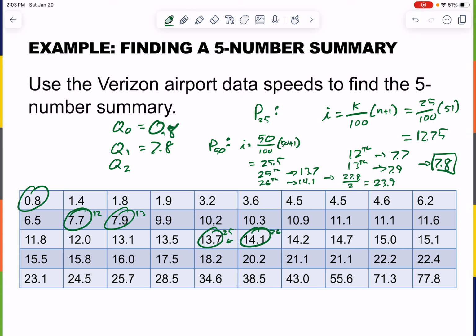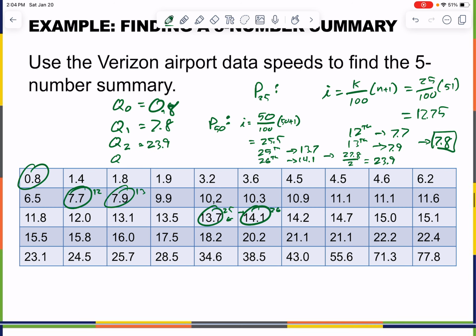It's 0.2 away from this one and 0.2 away from the other one. So 23.9 is going to be my Q2. Now I need Q3.